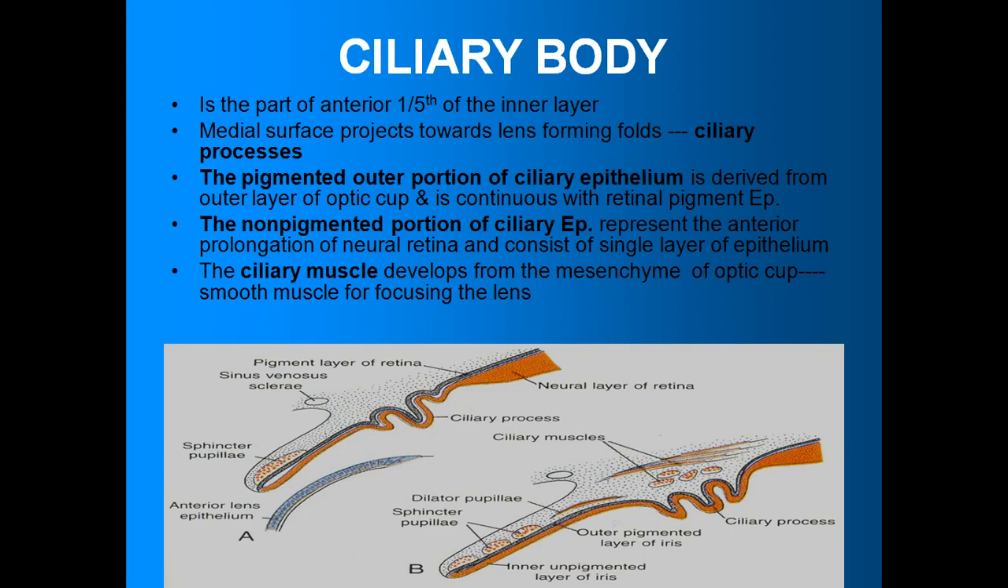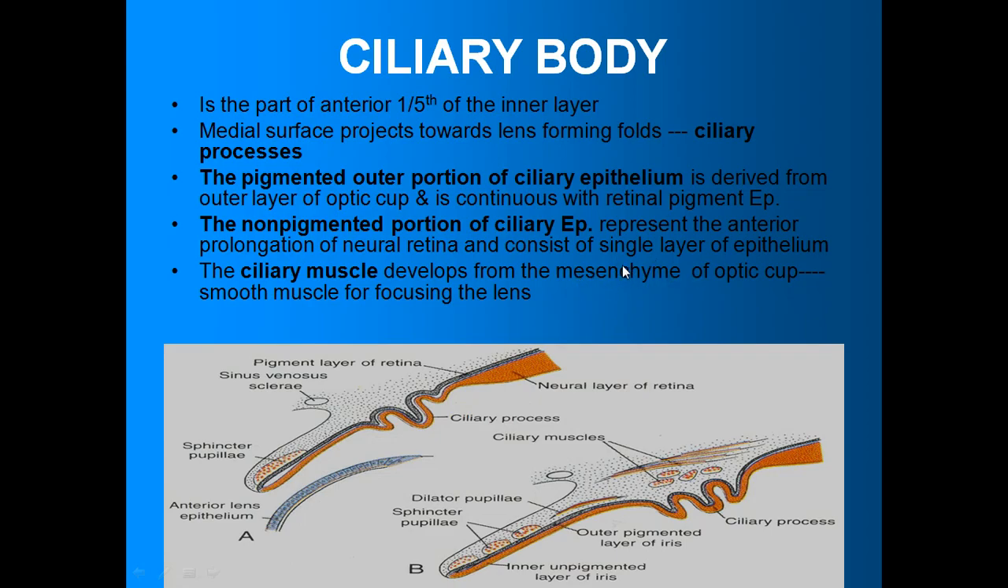The pigmented outer portion of the ciliary epithelium is derived from the outer layer of the optic cup. This layer is derived from the outer layer of the optic cup. This black colored one is the outer layer of the optic cup. The non-pigmented portion obviously is derived from the epithelial layer. The muscle within this, the ciliary muscle, is derived from mesoderm, mesenchyme.